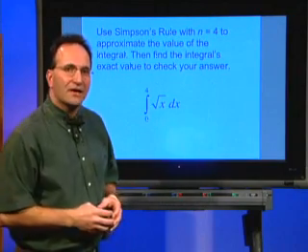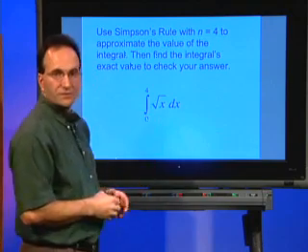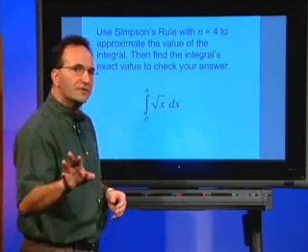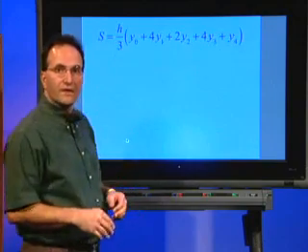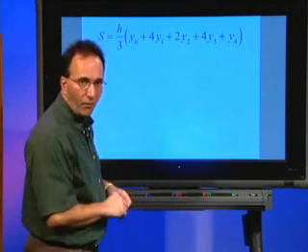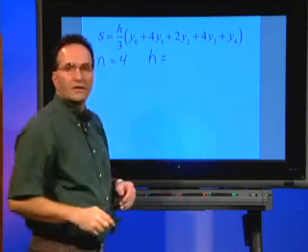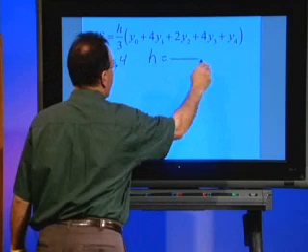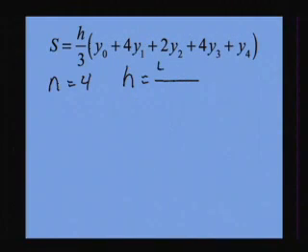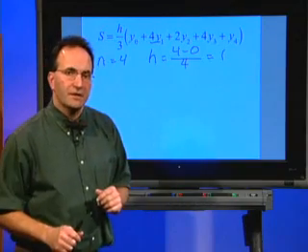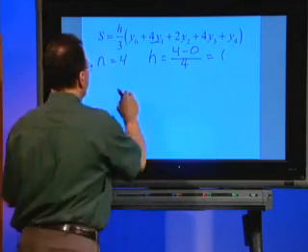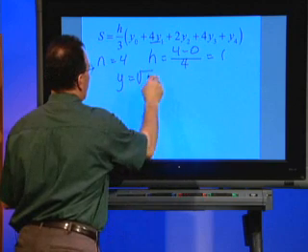Welcome back. Let's find out how you did on this problem. There's our integral from 0 to 4 of the square root of x dx. I've asked you to use Simpson's rule for this with n equal to 4. Then we calculate h, and h is equal to b minus a, which in this case is 4 minus 0, divided by n, which is 4. So you should have found that the step is equal to 1. Remember that the function that we're evaluating is y equals the square root of x.